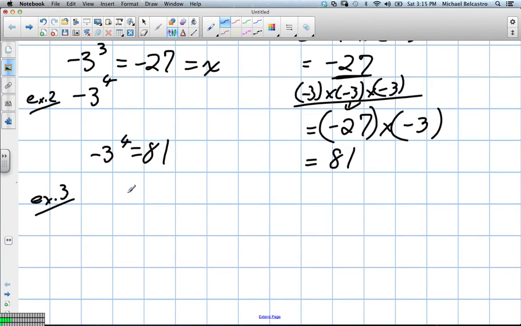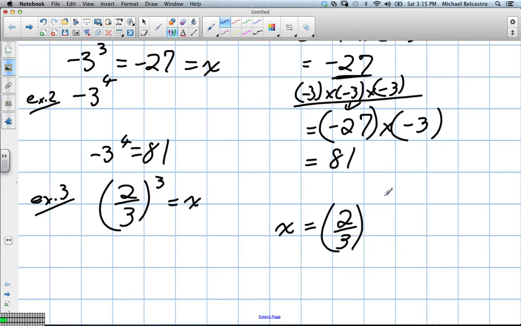Example 3. We have 2 over 3 to the power of 3 is equal to x. What is x equal to in the longer version of this? X is equal to 2 over 3 to the power of 3. How do I write this out in the long form? I don't actually have to, I can keep it as a fraction. What's the base? Well, actually, the base is this entire term, 2 over 3. The fraction is the base. And the exponent, or the power, is just 3.